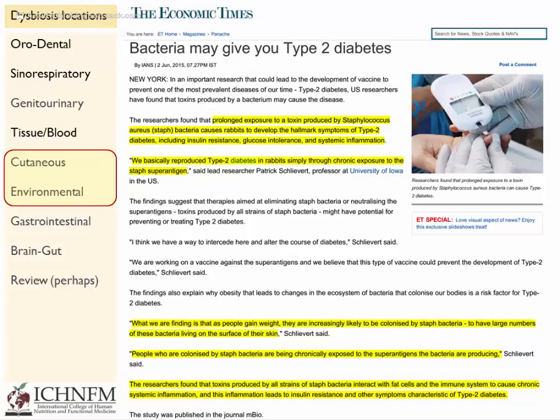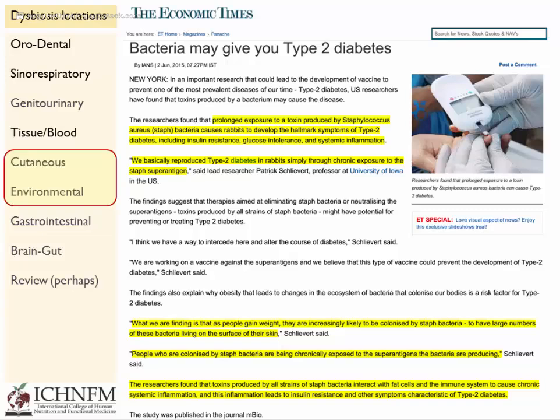So I'm just going to read to you some highlights and quotes from the authors. Prolonged exposure to a toxin produced by Staphylococcus aureus bacteria causes rabbits to develop the hallmark symptoms of type 2 diabetes, including insulin resistance, glucose intolerance, and systemic inflammation. We basically reproduced type 2 diabetes in rabbits simply through chronic exposure to the Staphylococcus aureus superantigen. Moving down now to the lower part of the page, the authors state, what we are finding is that as people gain weight, they are increasingly likely to be colonized by staph bacteria, to have large numbers of these bacteria living on the surface of their skin.